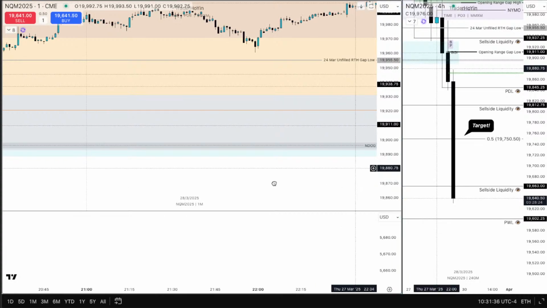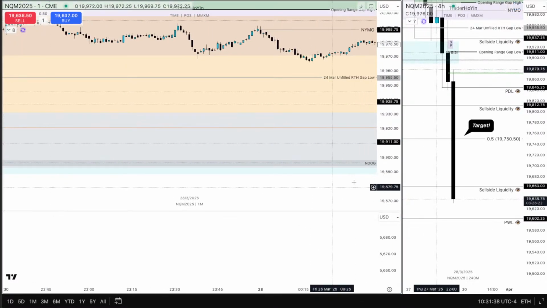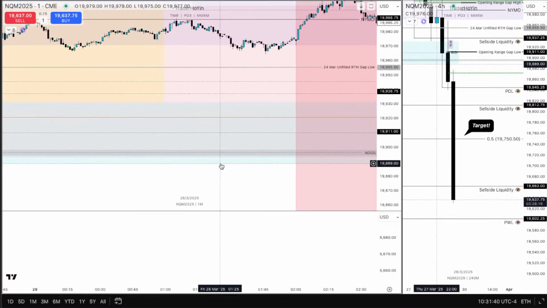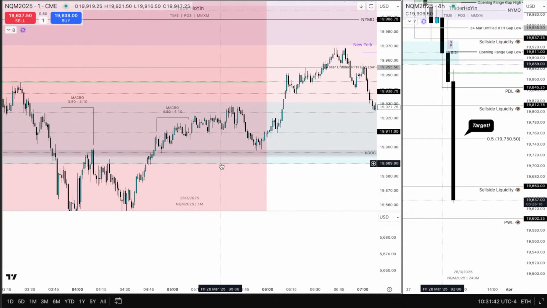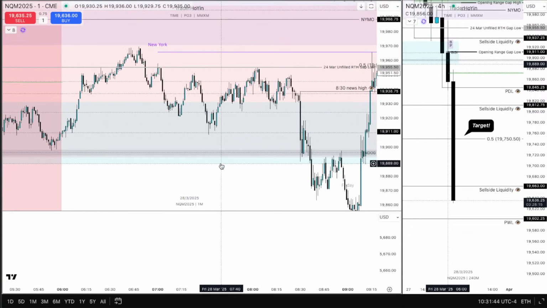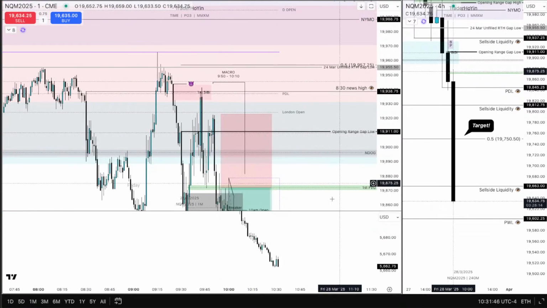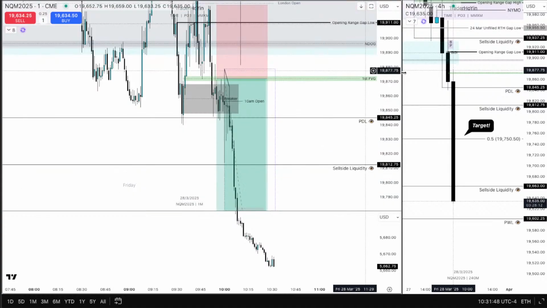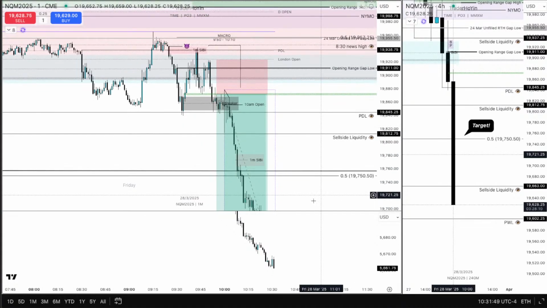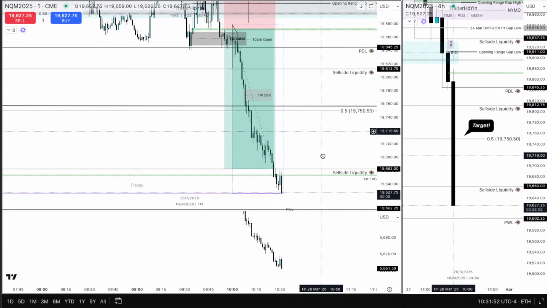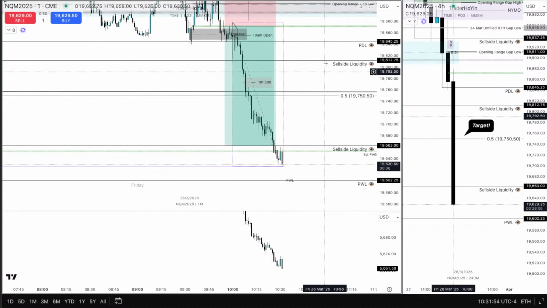Basically nothing to do, because once you miss the move, you can't really get back on if price doesn't offer you a retrace. Straight to previous weekly low.